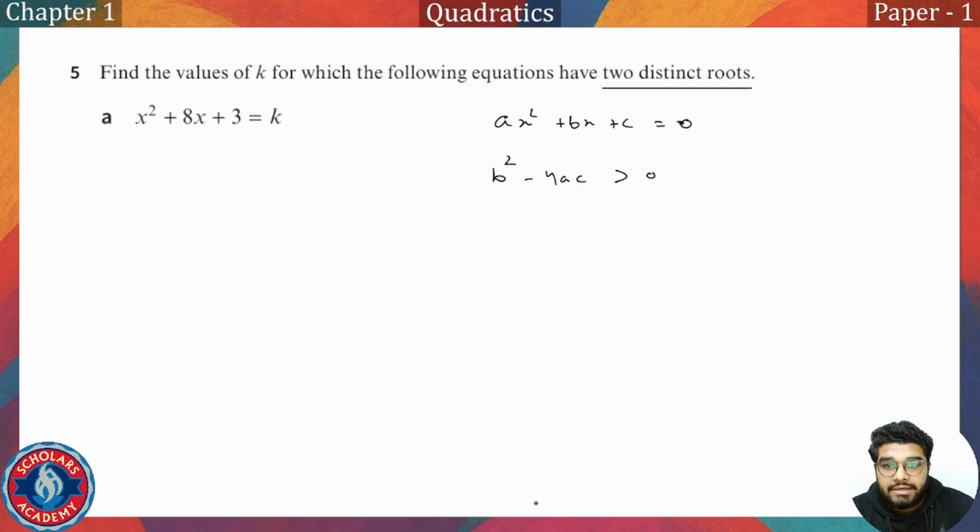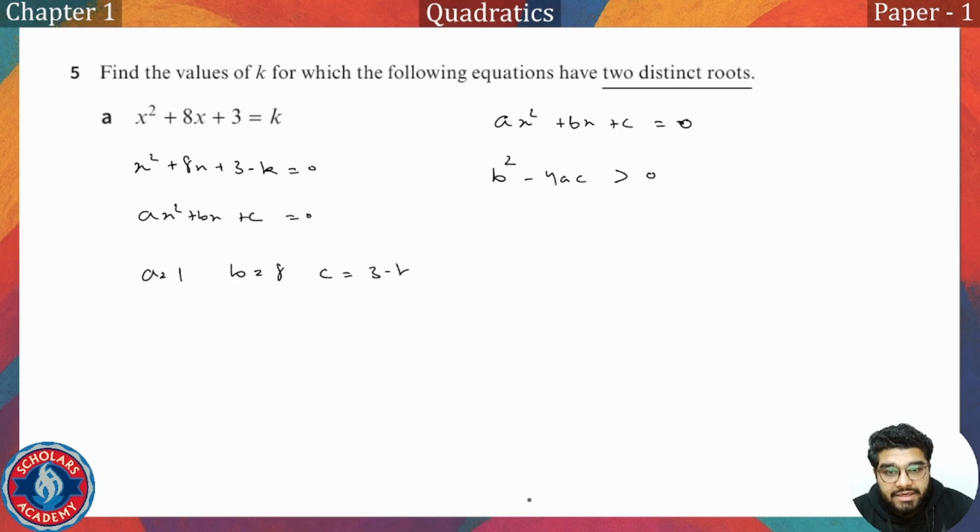Now let's first of all simplify this equation, bring this value of k to the left hand side. So we get x square plus 8x plus 3 minus k is equal to 0. Now let's compare it with the general equation ax square plus bx plus c is equal to 0. So we get a is equal to 1, b is equal to 8 and c is equal to 3 minus k, right? So these are the values of a, b and c.